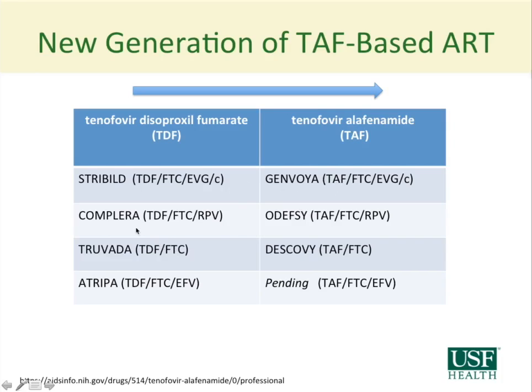And same with Complera. So this is the older one with TDF, and this is the newer one, Odefsey, with the TAF. So we're just substituting the newer tenofovir into this pill, and that's why knowing your generics is so important, because you can understand the pharmacokinetics of it. Same with Truvada, right? Truvada is tenofovir, emtricitabine, TDF. Descovy is TAF, FTC. So Atripla, same thing. TDF, FTC, efavirenz, fixed dose combination, and the name is pending, but it's TAF, FTC, efavirenz.